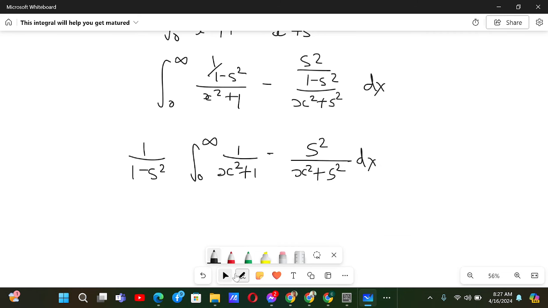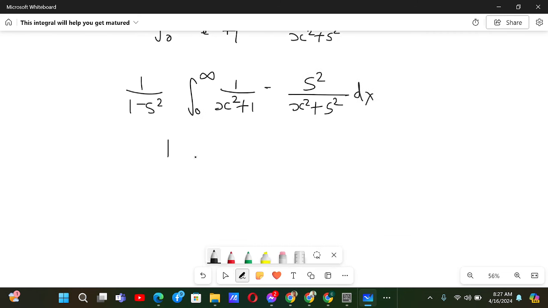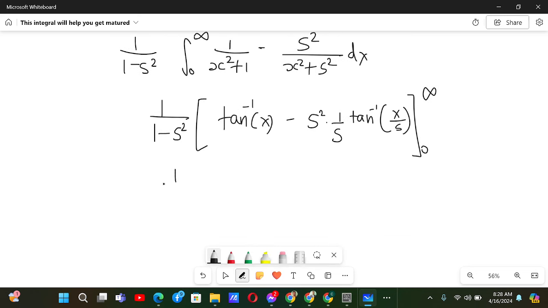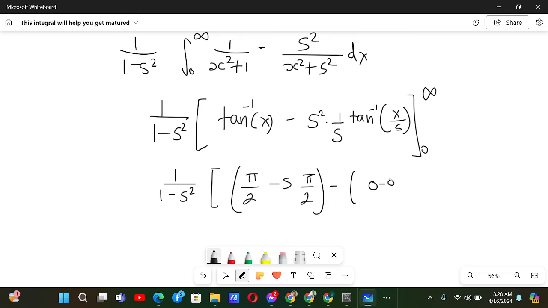Now it's easy to integrate this thing. We have 1 by 1 minus s square. This is just tan inverse x minus, this is s square, and then 1 by s tan inverse x by s. Yeah. And this is from 0 to infinity. So we get 1 by 1 minus s square. So it's pi by 2 minus s pi by 2, and then minus, this is 0 minus 0.